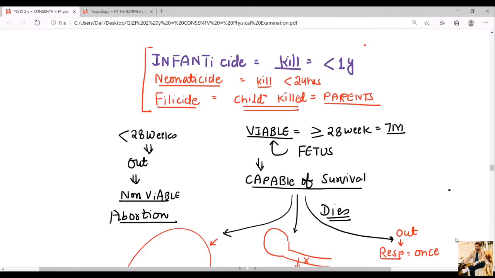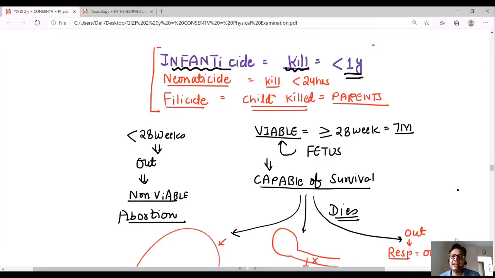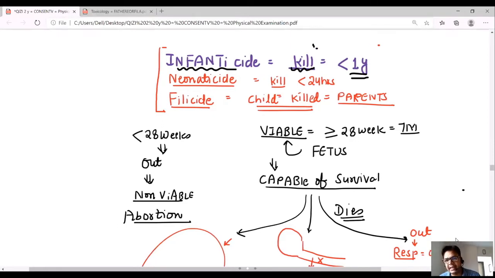Infanticide. What is infanticide, friends? Infanticide is killing a child below 1 year of age. Neonaticide is killing a child below 24 hours. What is filicide? If a child is killed by parents, this is known as filicide.